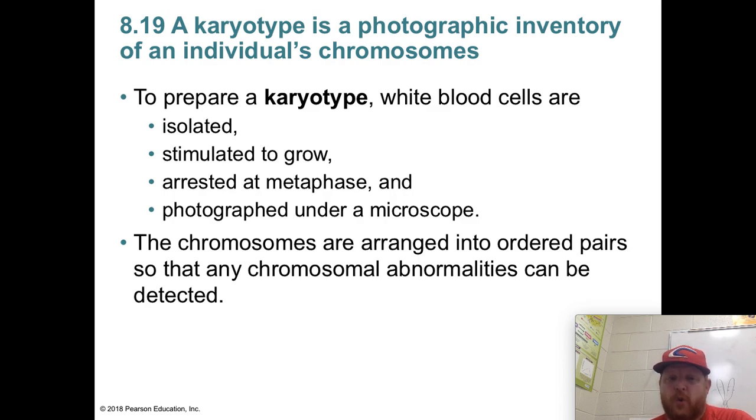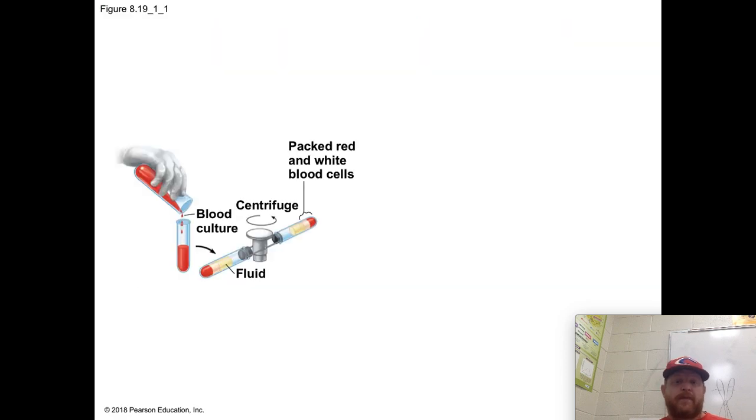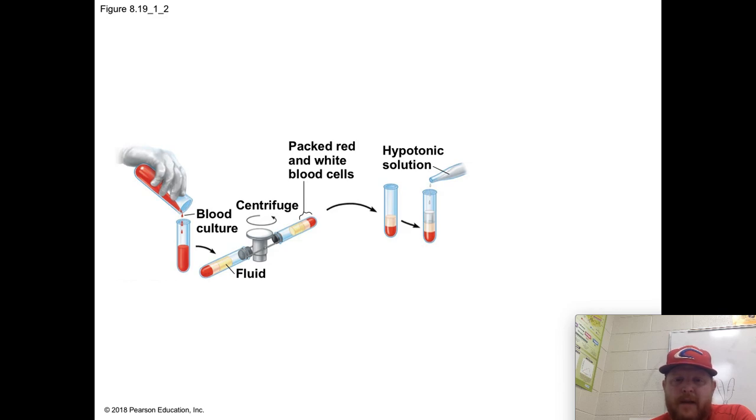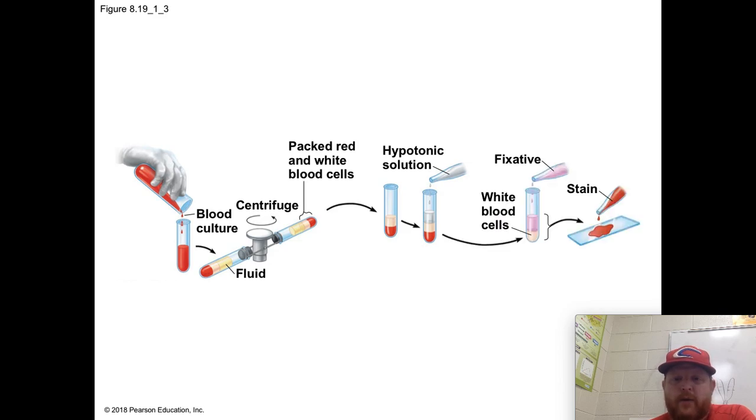They're going to be arranged in ordered pairs so that any abnormalities could be seen. In other words, if we happen to have a non-disjunction, it would show up. If you only had half of that, you wouldn't be able to get that situation that is there. So this is how we take blood and separate it into white blood cells. It's very simple in a centrifuge. Not a complicated endeavor there for us.